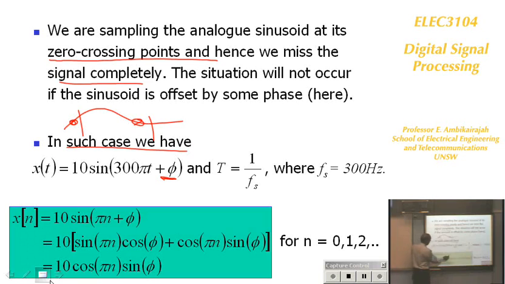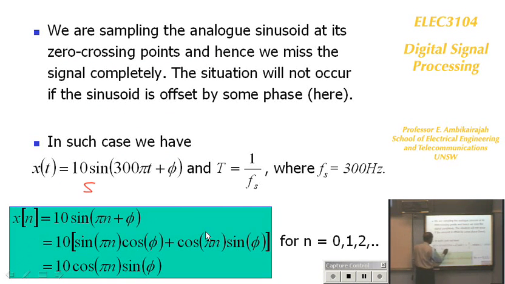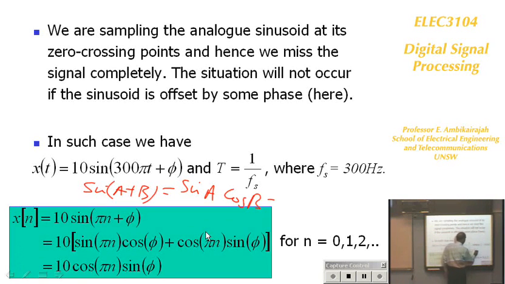By introducing a small phase, you expand this using the sine A plus B formula: sine A plus B is equal to sine A cos B plus cos A sine B. Using that formula, you expand it, and from that you can say that sine pi n is going to be 0, so you are left with that.